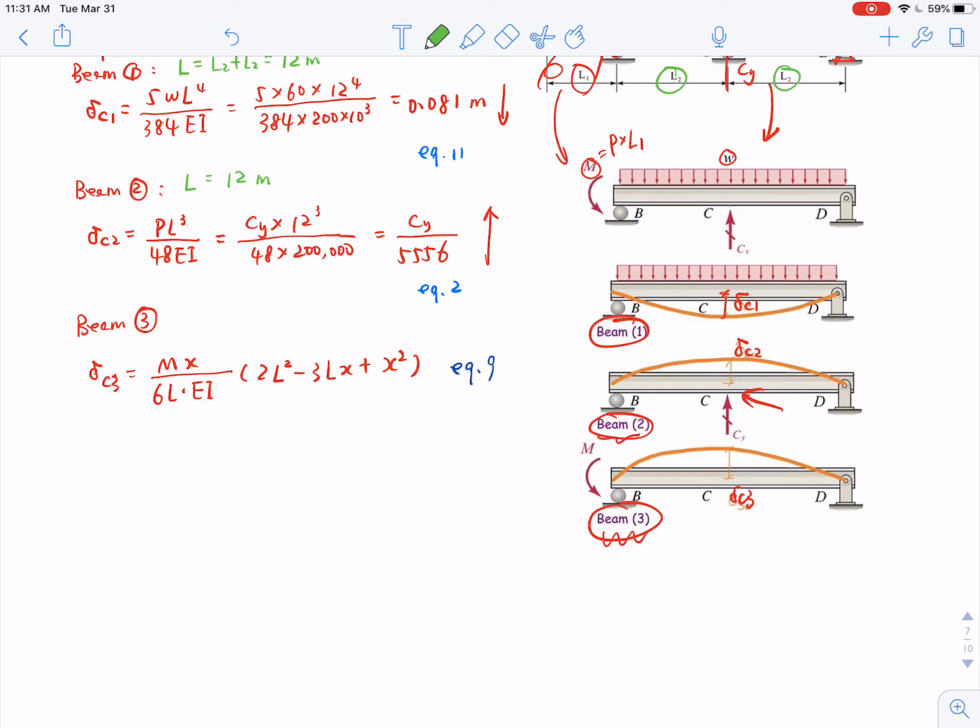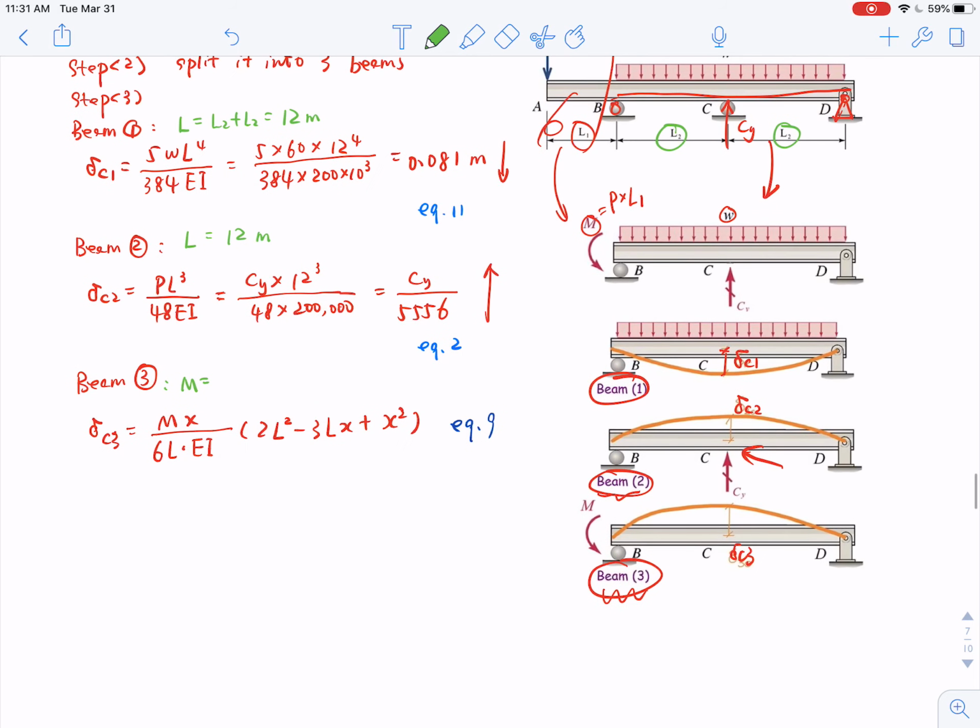First of all, M, as we analyzed here, equals P times L1. That is 120 by 3, that is 360 kilonewton meter. And the x in this equation equals this L2, since it's the middle span, so this is L2 or 6 meter. And the L, in this case again, is 12 meter.